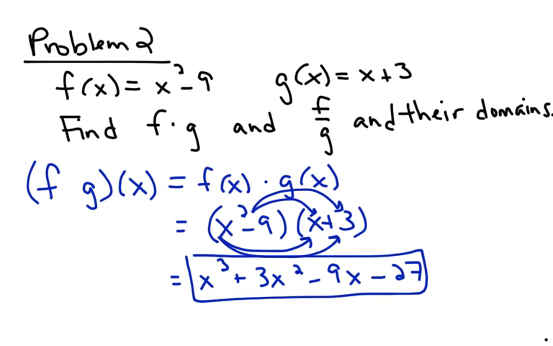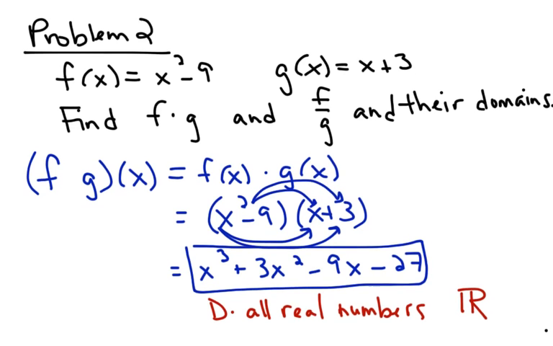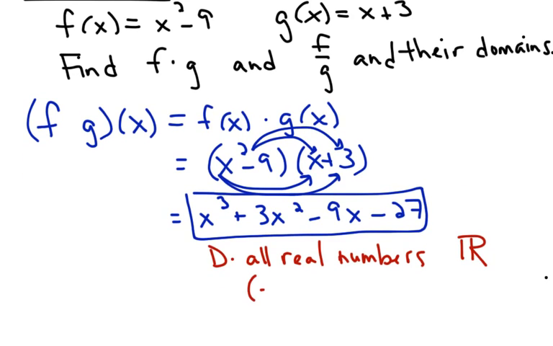For the domain, there are no variables in denominators of fractions, and there are no radicals. So the domain in this case will be all real numbers. Sometimes we use this symbol to represent all real numbers. And another way that we represent all real numbers is using this. This is called interval notation. It's a way of saying that x can be any number from negative infinity to positive infinity.